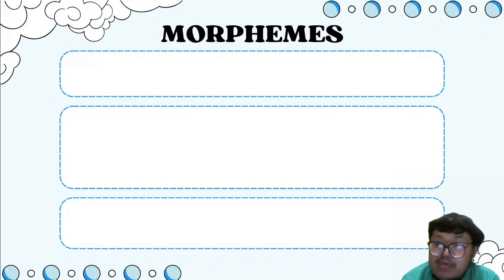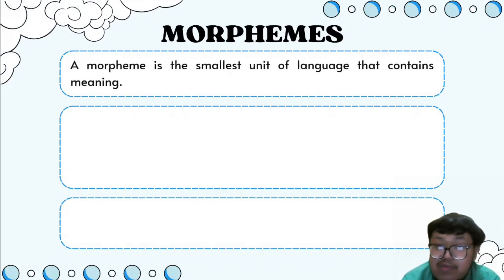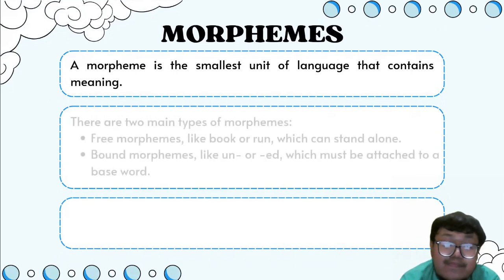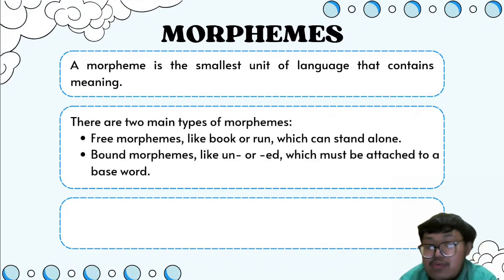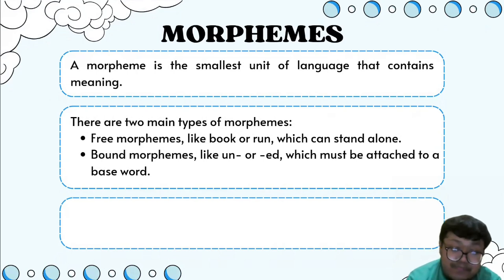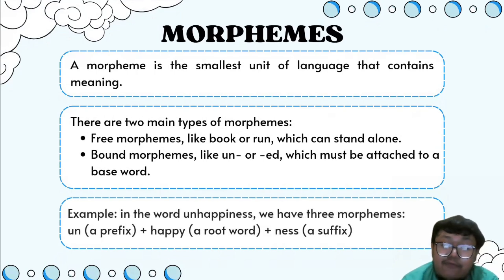And then there are morphemes. A morpheme is the smallest unit of language because it contains meaning. There are two main types of morphemes. The first one is free morphemes like book or run, which can stand alone, and then there are bound morphemes like un or ed, which must be attached to a base word. For example, in the word unhappiness, we have three morphemes: un as a prefix, happy as a root word, and ness as a suffix.